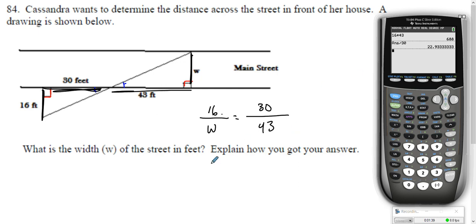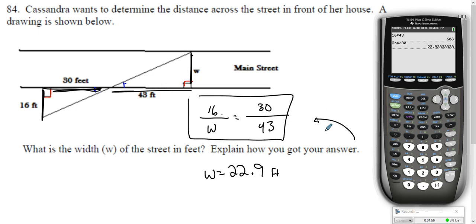So I'm going to write W equals 22.93, I'm going to say 22.9. And this was in feet, so I'm going to say feet. So my explanation how I got my answer is right here. Set up a ratio in similar triangles. What is the width of the street in feet? 22.9 feet. And there you have it, the answer to problem number 84.